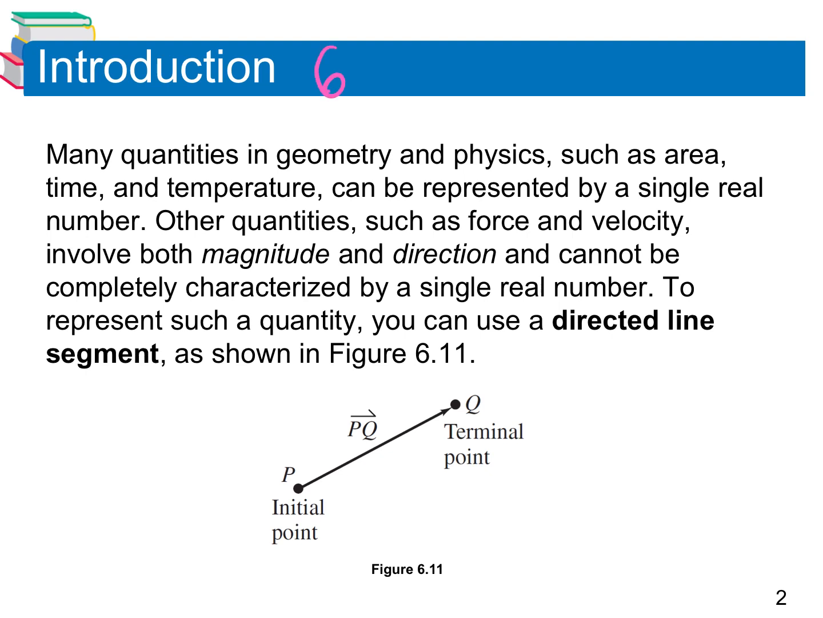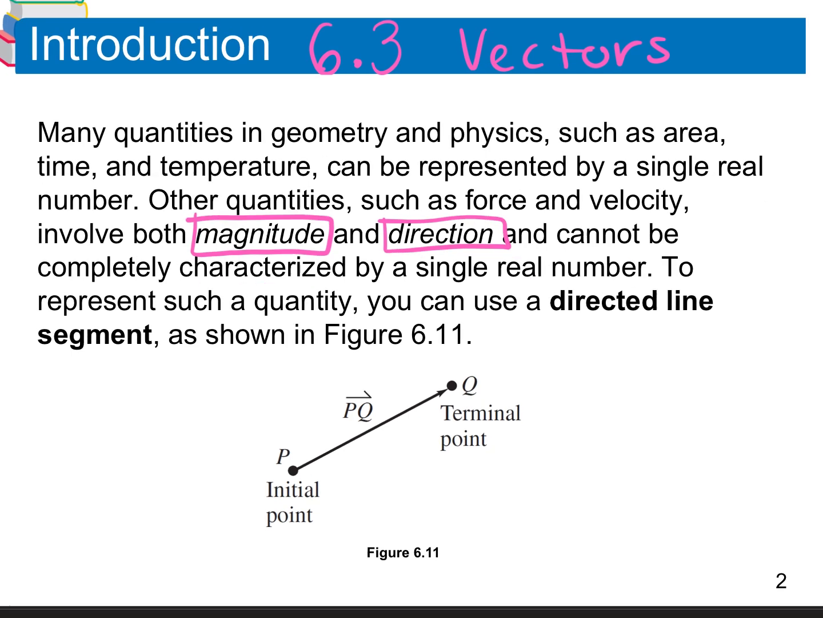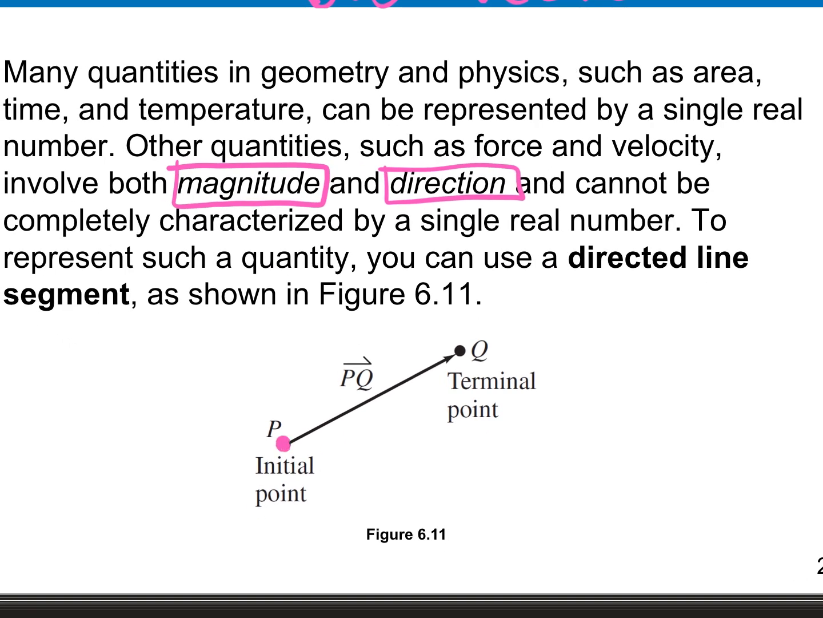All right, so this is 6.3. We're going to talk about vectors. With vectors, we're going to talk about the magnitude and direction, which we'll get into because we'll have different formulas for each. And then we'll have an initial point, which is where we start, and a terminal point, which is where we end.